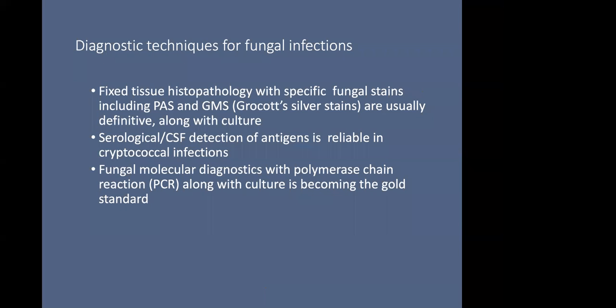For fungal infection, similarly, we can have fixed tissue with histology, and you can do the specific fungal stain, and then the silver stain that will bring out the organisms. Serological testing or CSF detection is very successful in case of cryptococcal antigen. We can identify the cryptococcal antigen quickly in the CSF as well as in the blood. As for other organisms, PCR testing has become the gold standard nowadays.